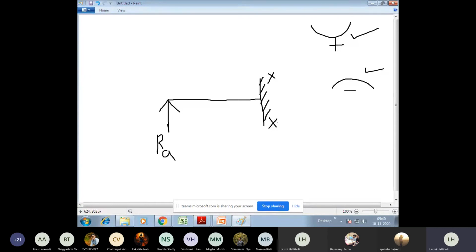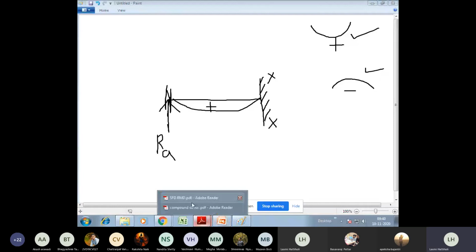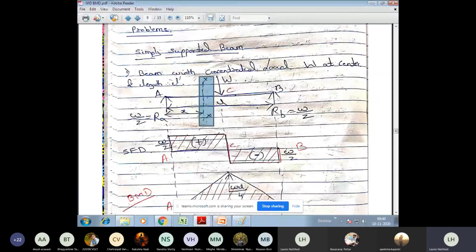Now imagine this to be a flexible beam, and this is XX. I have taken it as a fixed support. Whenever you apply this RA, this beam is going to bend in this way. Is it not? This goes in this way. This is nothing but positive. Why positive? Because this is sagging. And that's why here shear force at XX is plus RA.